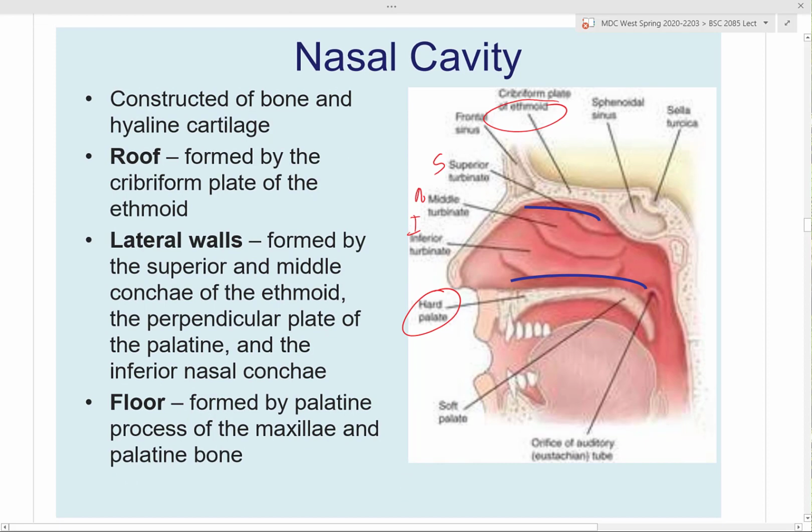So the nasal cavity is actually composed of a roof, lateral walls, and a floor. The floor you already know, and that is the hard palate. The roof is going to be what? The base of your skull, right? And that roof is formed by the cribriform plate of the ethmoid bone.